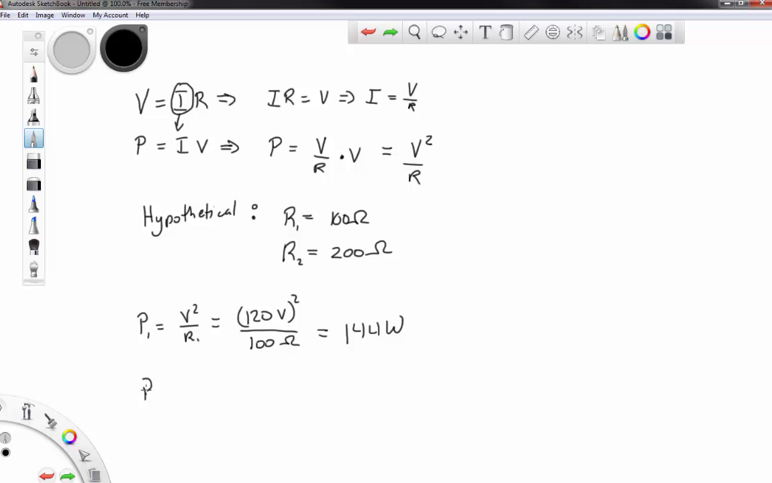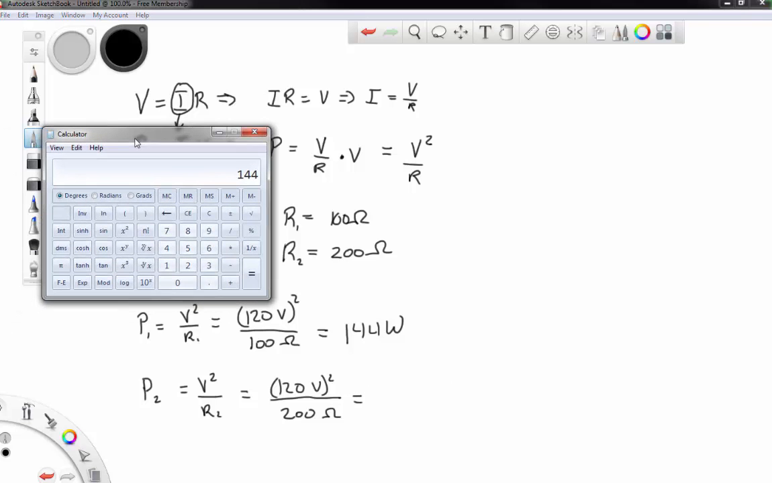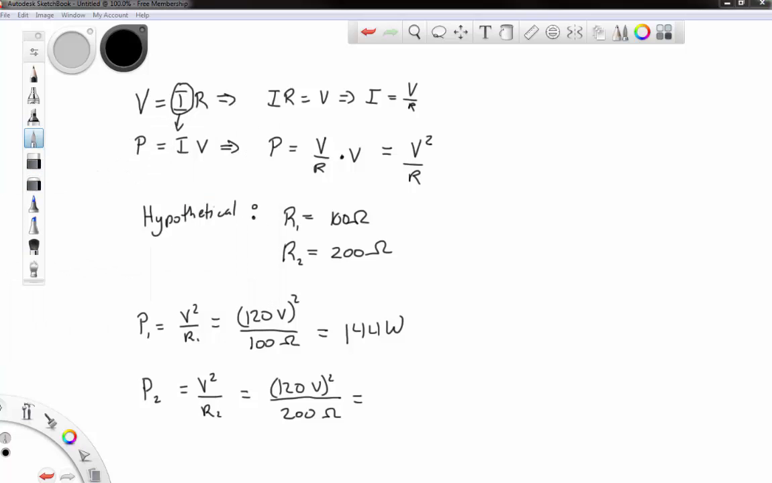For the second one, we have P2 is equal to V squared over R2. So that's 120 volts squared divided by 200 ohms. So again, 120 times 120 divided by 200 gives us 72 watts. Question: was this the result that you expected?